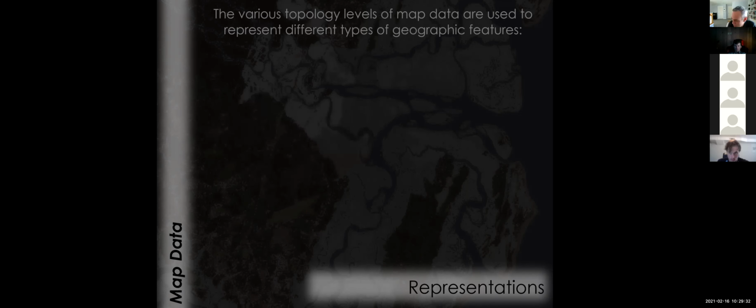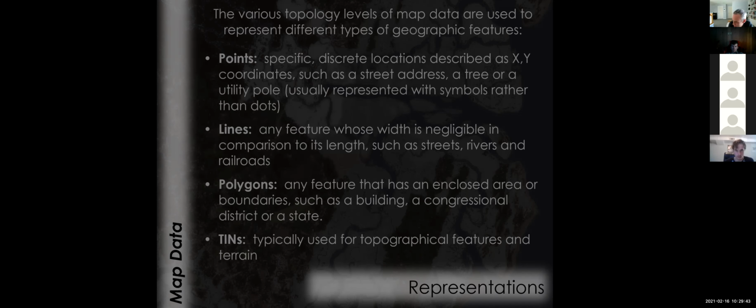So all of those different topological levels of map data are used to represent different types of geographic features. So points are specific discrete locations described as X and Y coordinates. These can be things like a street address, a tree, or a utility pole. Oftentimes these are represented using symbols rather than simple dots. Then you have lines, which are any feature whose width is negligible in comparison to the length. These include things like streets, rivers, and railroads. So basically anything that's long and skinny, essentially.